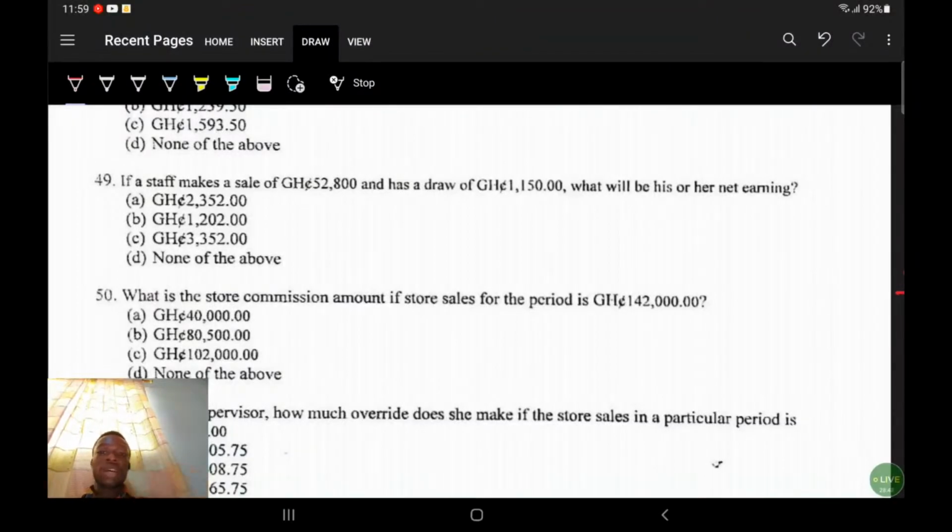So question 49. If a staff makes a sale of 52,800 and has a draw of 1,150, what will be his total earning? What will be his or her total earning? They are talking about a staff that can be male or female, so that's why they said his or her total earning. So what is going to be his or her total net earning? Sorry, it's going to be net earning.